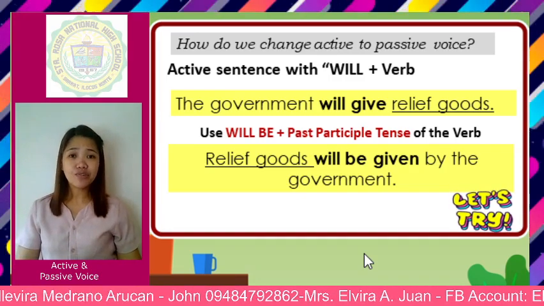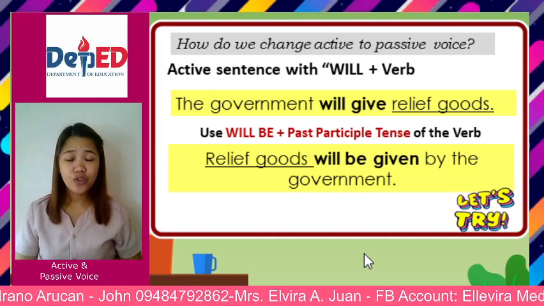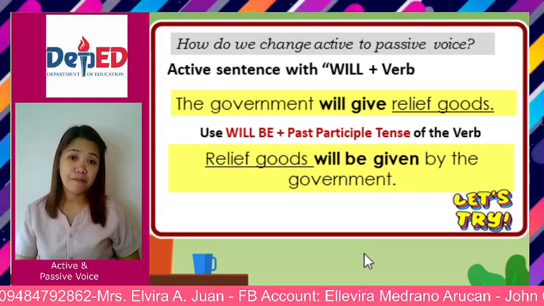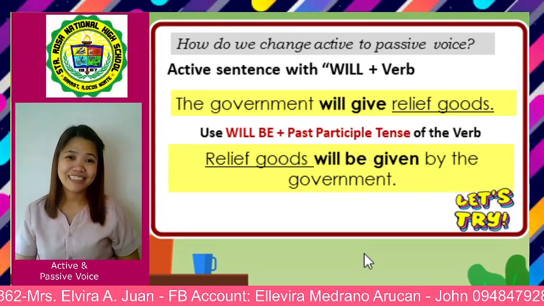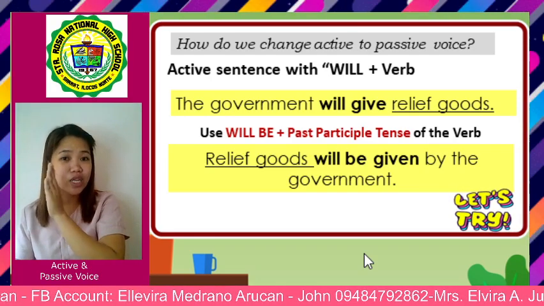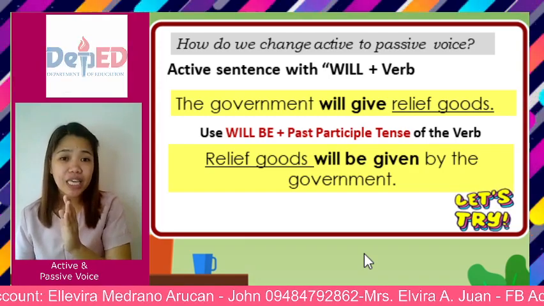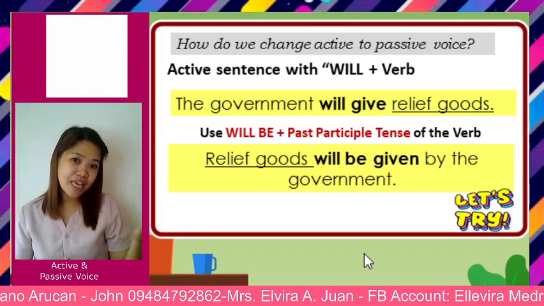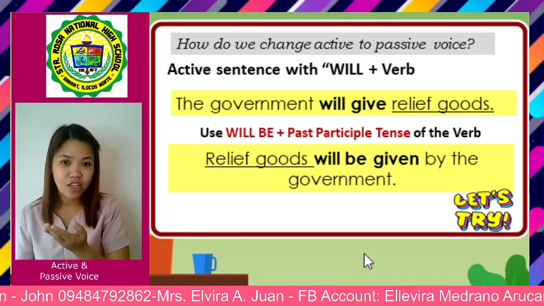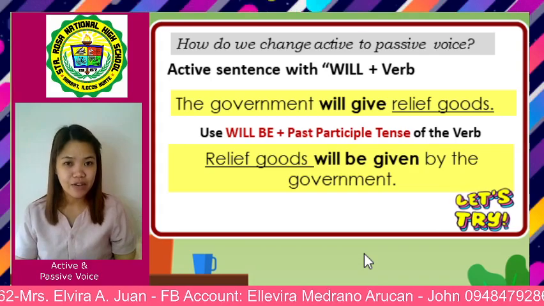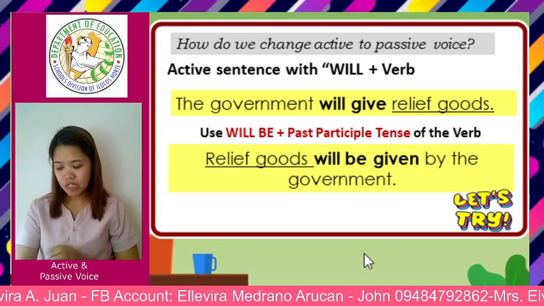If there is a use of will, then you use will be plus the past participle of the verb. So, get the object, put it in front, relief goods, and then will be given by the government. Be it singular or plural subject, just use will be given, or will be plus past participle.